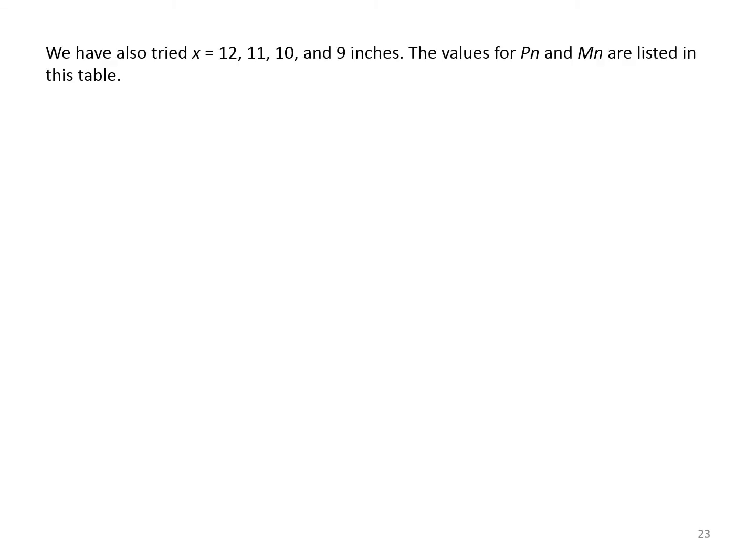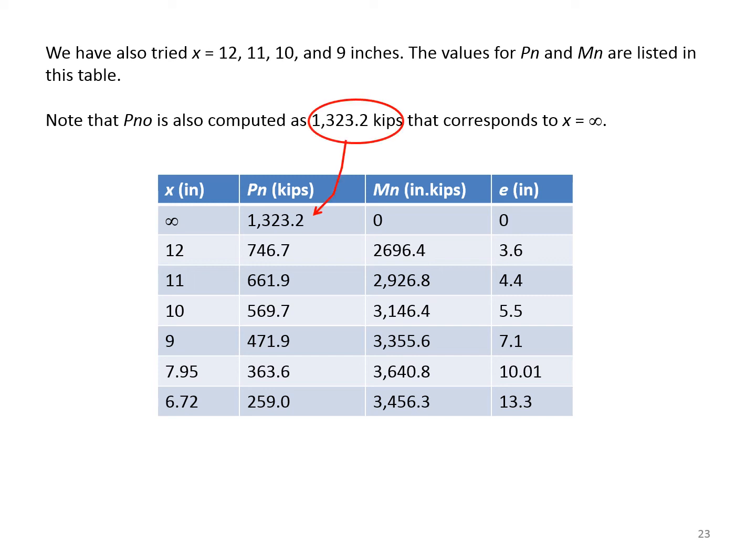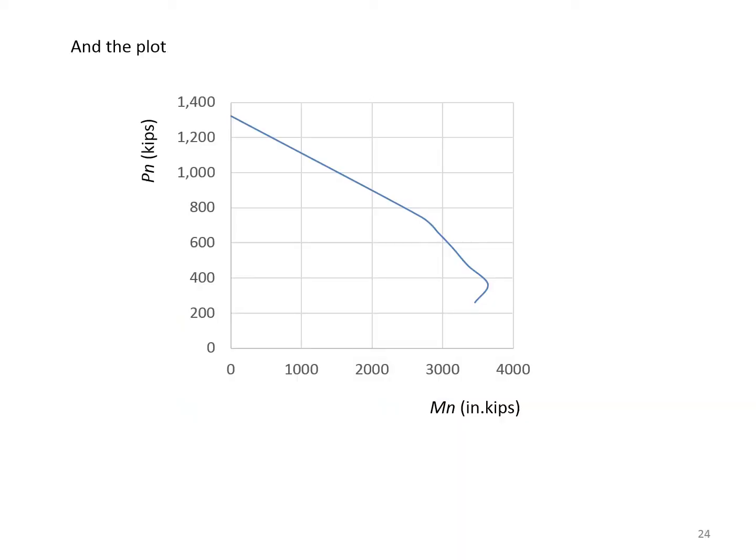We have also tried x equal to 12, 11, 10, and 9 inches. The values for Pn and Mn are listed in this table. Notice that Pn0 is also computed. The value is 1323.2 kips, and that corresponds to a case of x equal to infinity, theoretically. And here is a graph, the interaction diagram, Pn versus Mn.